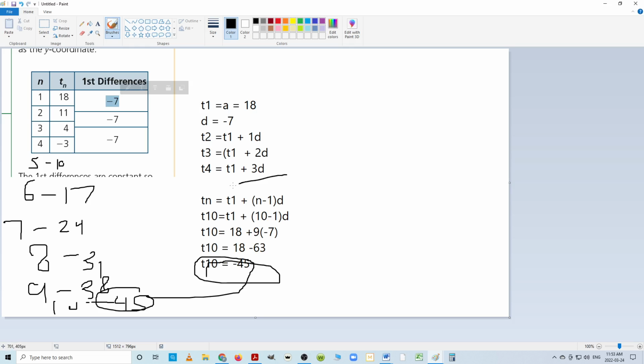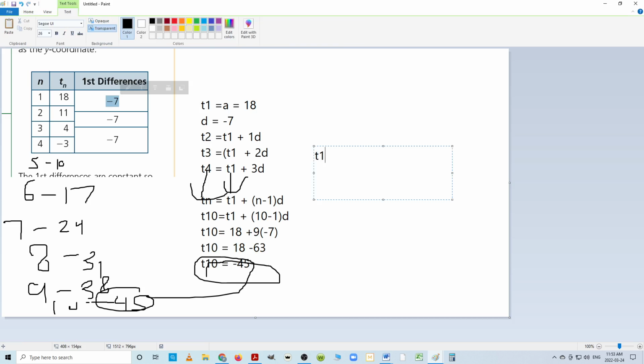So now we have a formula with which I can figure out any term in the sequence. The secret is they're eventually not going to tell you the first term. They're going to tell you, like, the 10th term and the difference, but they're not going to tell you the first term. So I'll give you an example. What if I knew the 10th term, as I do now, is minus 45? Let's say I didn't know the first term, but I knew the difference was minus 7.